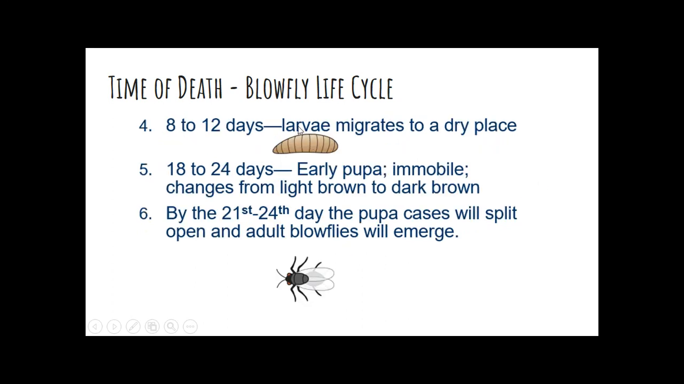After 8 to 12 days, the larva is migrating away from where it was initially placed to a drier place. And 18 to 24 days after death, they are now in early pupa, so they're not able to move. They change from light brown to dark brown. Then after 21 to 24 days after death, you would start to see the pupa cases splitting open and the adult flies emerging. You would see adult flies at the very beginning because those are the individuals laying the eggs on the corpse, but then you really wouldn't see adults again until 21 to 24 days later when they've actually emerged.